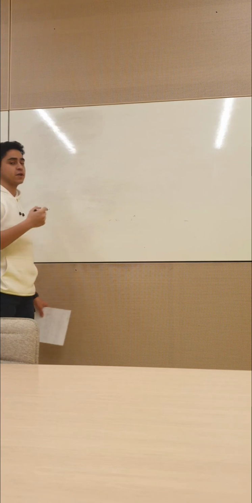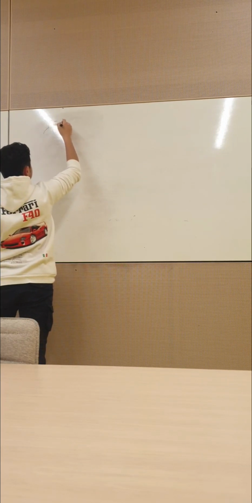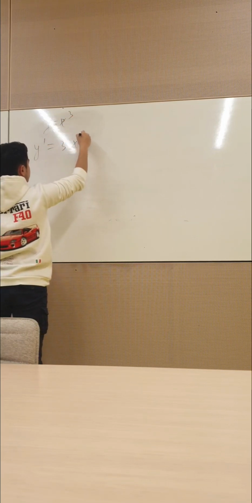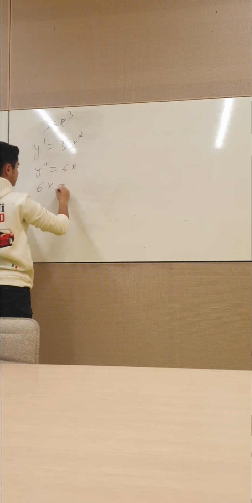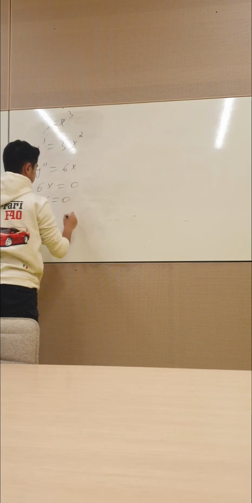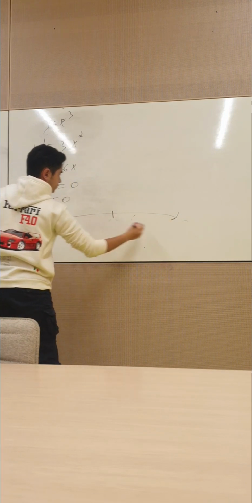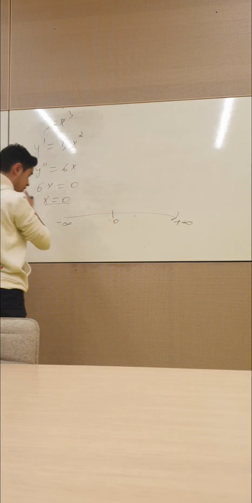Then secondly, we will find the second derivative of this function to find where it's concave down, concave up, and its inflection point. Let's write our function, x cubed. First derivative 3x squared, and second derivative is 6x. Make it equal to 0, and we find x equals 0. We do it again from minus infinity to plus infinity. This is 0 because we find x is 0.